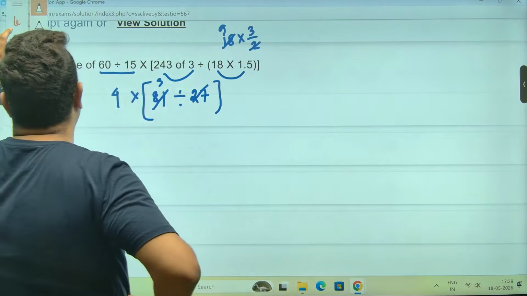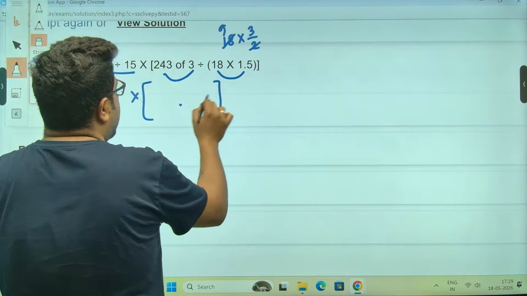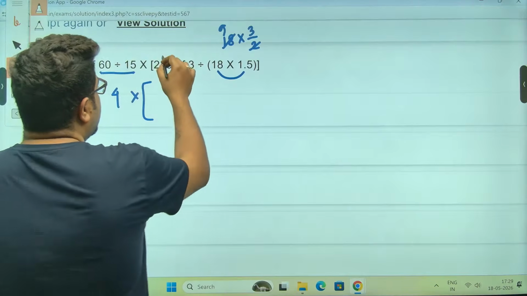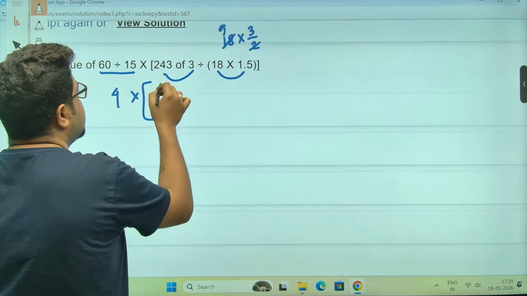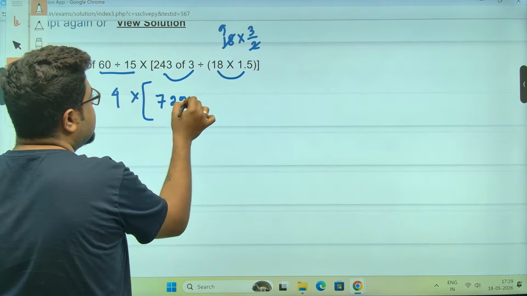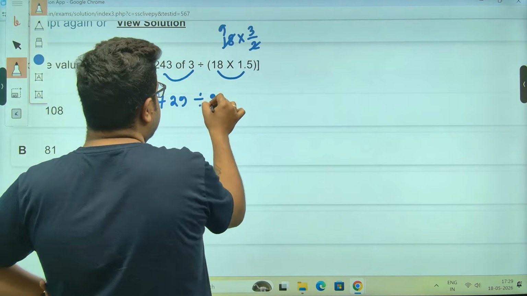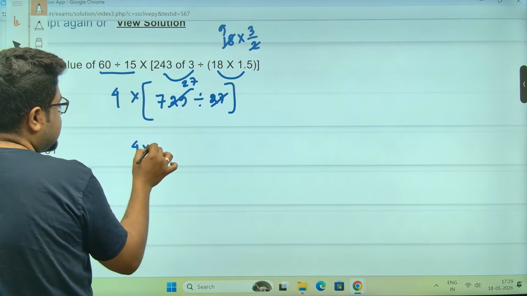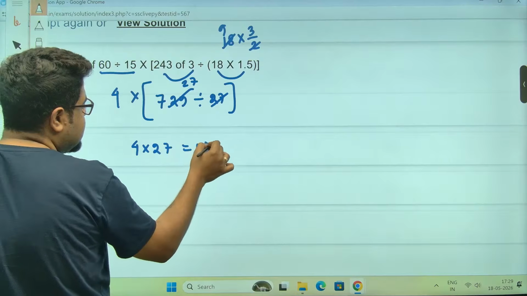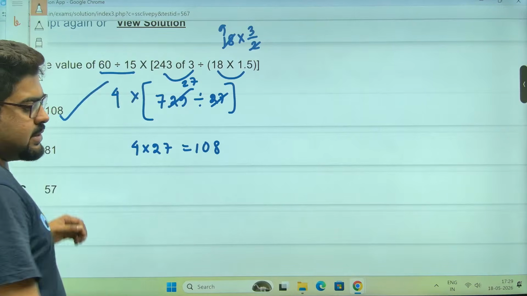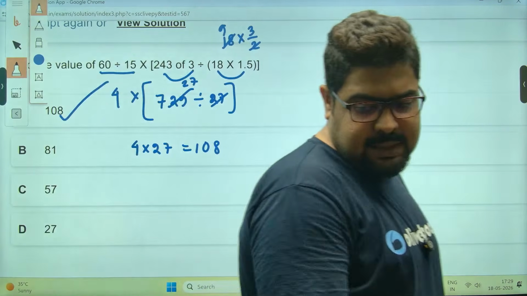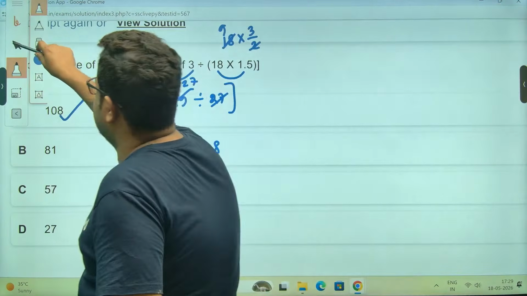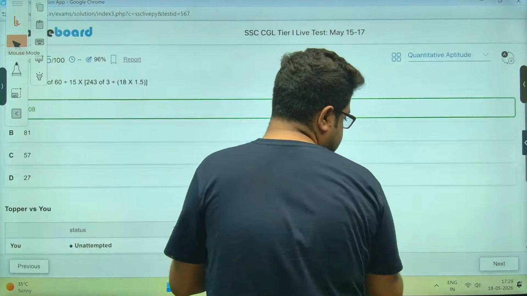Arre, how big a fool I am. I divided the wrong thing. 243 into 3, so this is 729. Division by 27. 27 squared is this. So 4 into 27, so 108 will be the answer. So option A is the answer. My mistake. I wasted 10 seconds there.